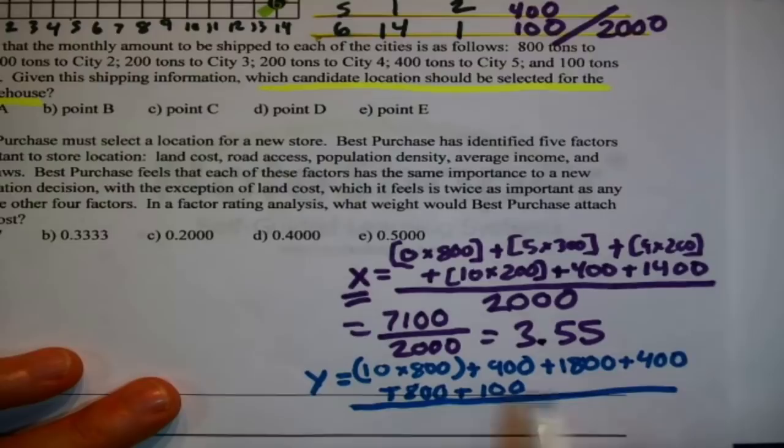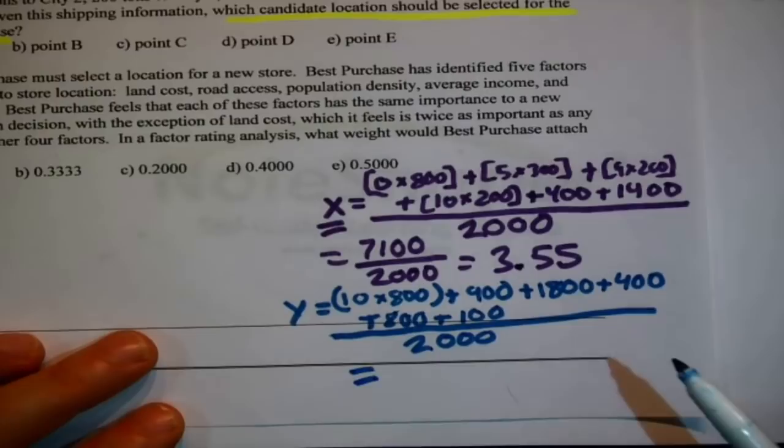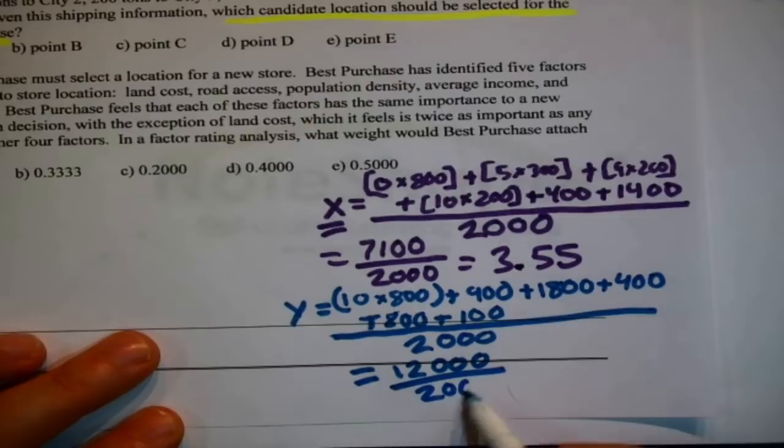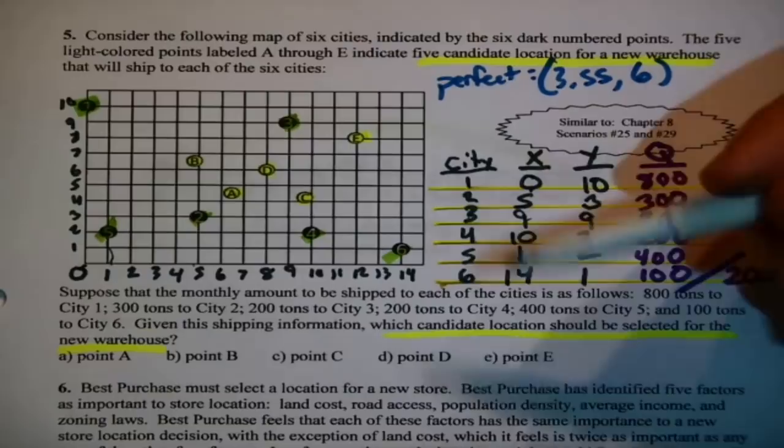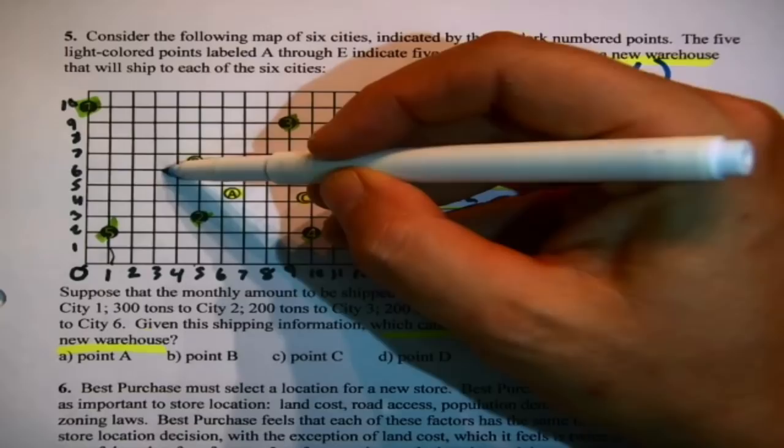I've got the six cities, the denominator's the same, the total amount that's shipped. So for this, I get the numerator comes out to 12,000 flat, so this comes out nice and even, divided by 2,000 is 6. Which means that the perfect location, supposedly, theoretically, perfect would be 3.55 and 6. I'm just copying my answer here. And I'm still trying to find which candidate location. We'll find the 3.55 and the 6. Well, it's like right in there somewhere.